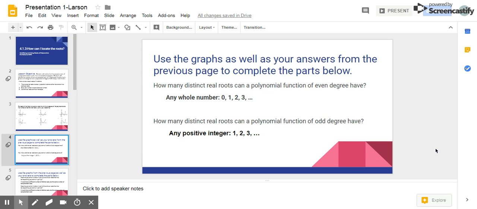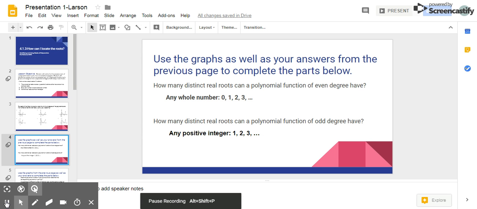If we look at this using their answers from the previous slide, as well as the graphs, they should understand that distinct real roots of an even degree can have as few as 0, and as many as up to the degree of the function. As far as an odd degree function, it cannot have 0 distinct real roots. It has to cross the x-axis.